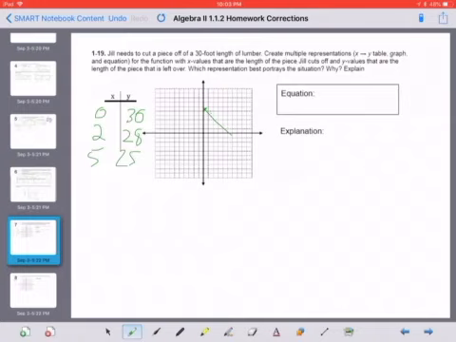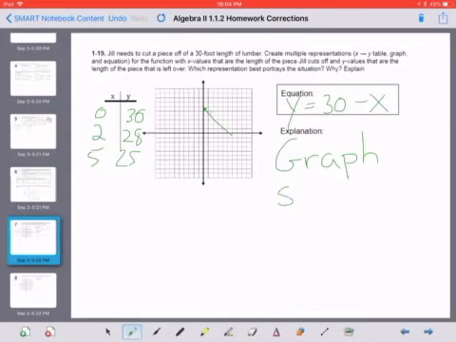And it's actually going to stop. So if we were talking about domain and range, it's going to have a shorter domain and range, because eventually we're going to run out of wood. So our equation is y equals 30 minus whatever x is. And the best representation, I would say, is going to be the graph, because the graph clearly is going to show us where it can start and stop.